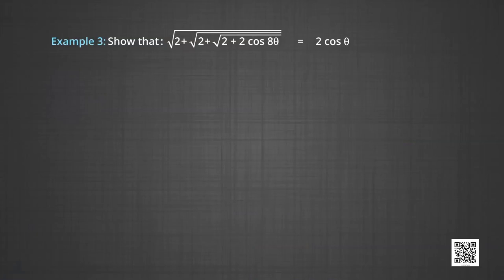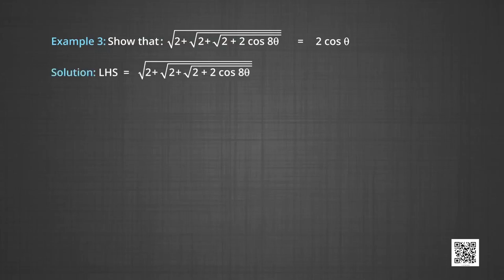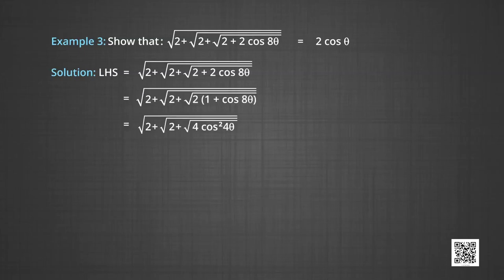Left hand side of this question is under root of 2 plus under root of 2 plus under root of 2 plus 2 cos of 8 theta. Now, from the first under root, we take out 2 common and we are left with 1 plus cos of 8 theta. So, our left hand side becomes under root of 2 plus under root of 2 plus under root of 2 into 1 plus cos 8 theta. Using half angle formula, 1 plus cos 8 theta can be written as 2 cos square 4 theta.